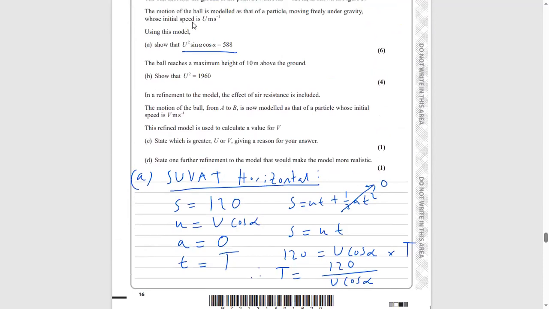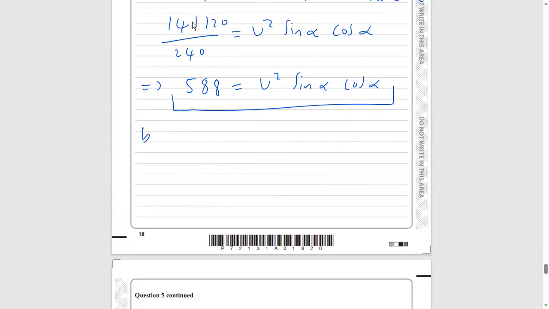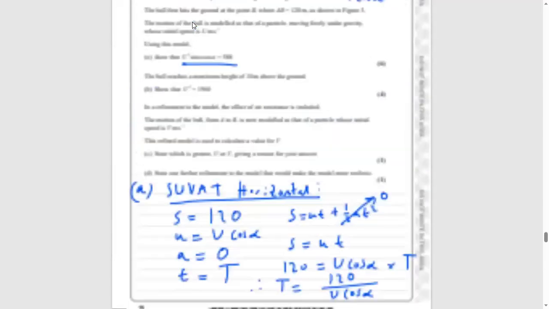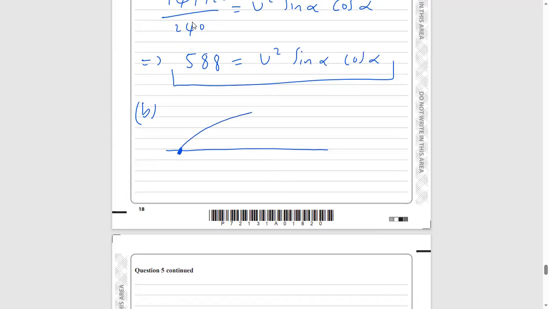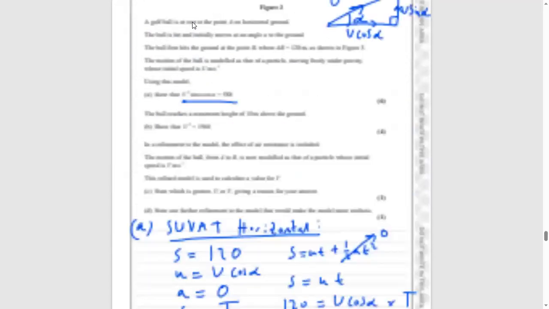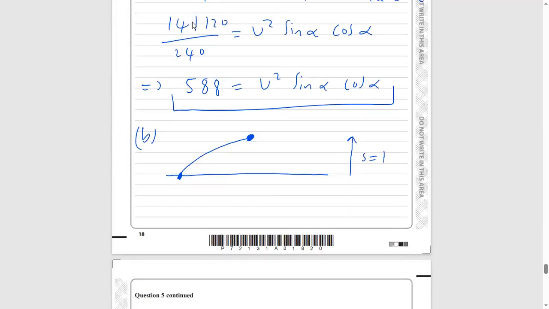I'm just going to draw a new diagram to visualize what's happening here. So this is part B of the question. We've got our golf ball there. It was a golf ball, wasn't it? Let me just check. Yeah, we're talking about golf balls here. So we're starting down there, and then we get to our maximum height here. This is a vertical variable. We're talking about vertical motion now. We're told that this vertical displacement was 10 meters above the ground.